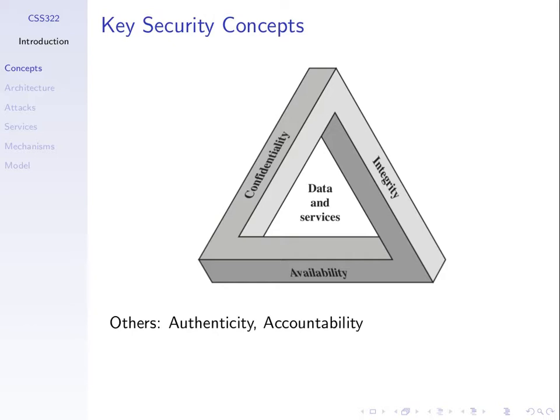Authenticity, making sure the information and the users are authentic. For example, the real people, or people are who they say they are. And accountability, especially in businesses, making sure that we can keep track of who's doing what, who's accountable for different actions. We'll give some more clearer definitions and examples of these three terms in a moment.